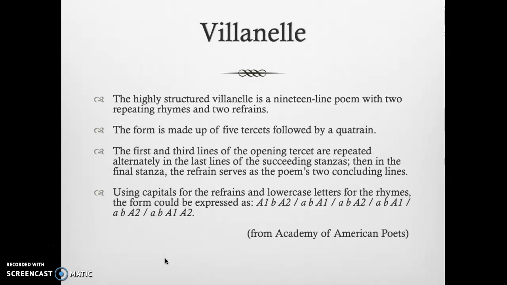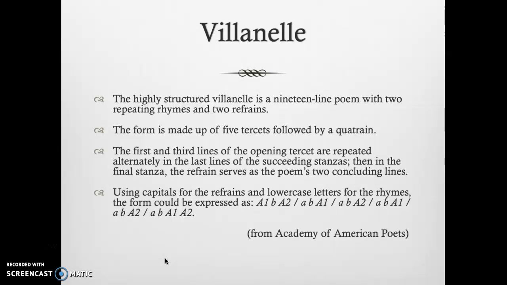The next poem I want to talk about is the Villanelle. This one's hard, I think. I've written Villanelles before, and it's hard to make it all fit, but it's also very fun. It's very structured. It has 19 lines, 2 repeating rhymes, and 2 refrains. So there are 5 tercets, which is 5 stanzas of 3 lines, followed by the last stanza of the poem, which is a quatrain. That means it has 4 lines. Okay, so you have 5 stanzas with 3 lines each, and then 1 stanza at the end with 4 lines.